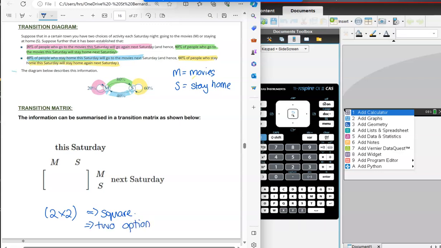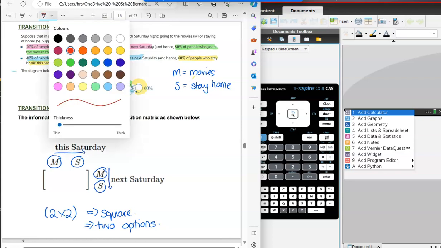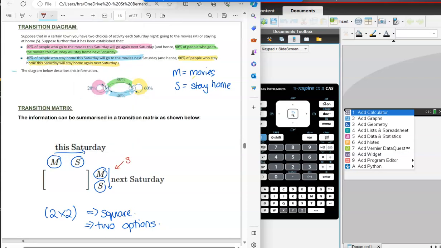So what we have to be careful with is how we write it. See how we wrote M for movies first and then S along here. When we look across the top, this is where you are this Saturday. And then it goes M, S. So the same order is going across there. Maybe just write a little note there: it's the same order, meaning M to S. So that's important. You need to have it like that.